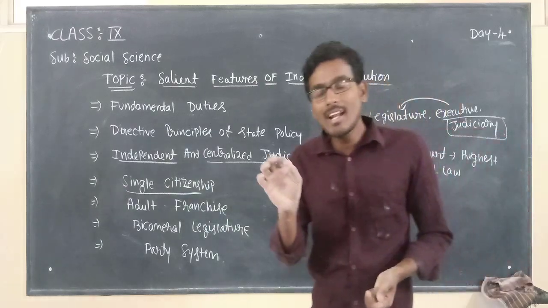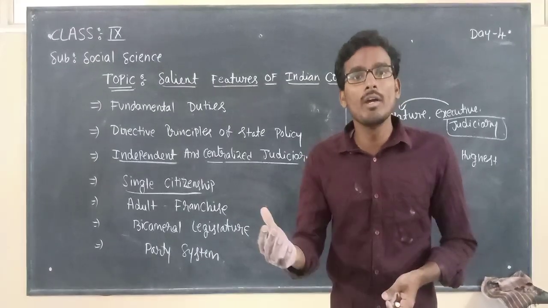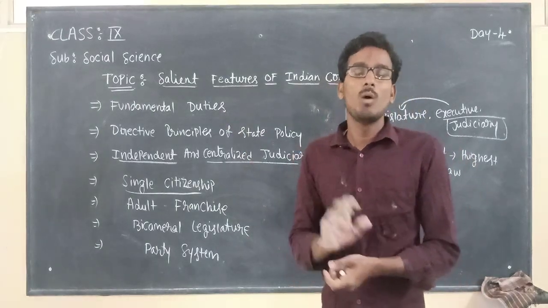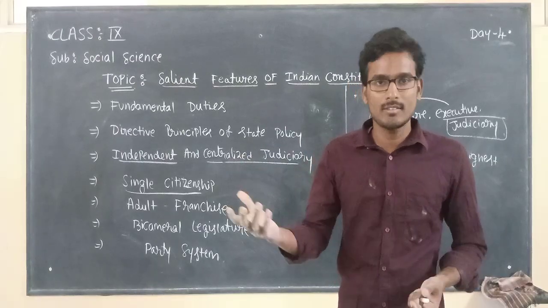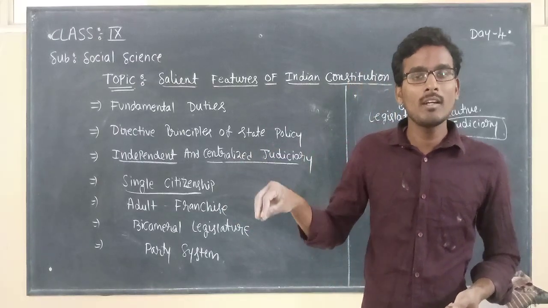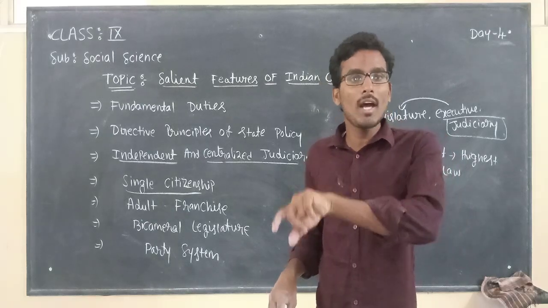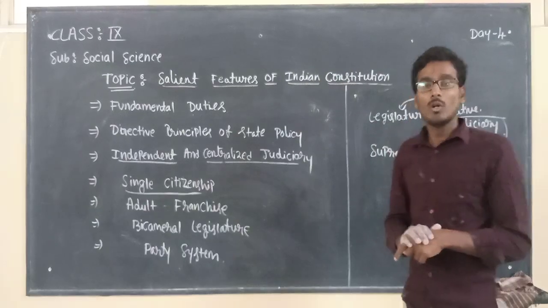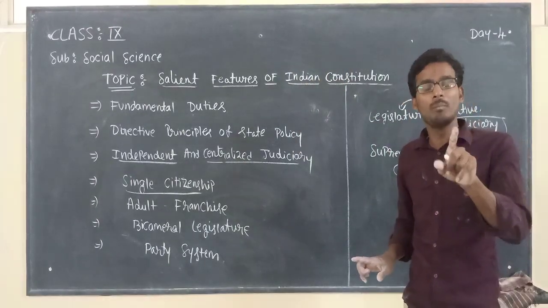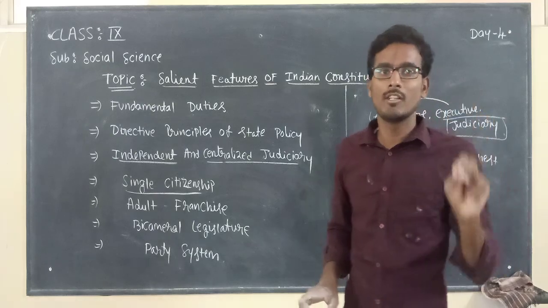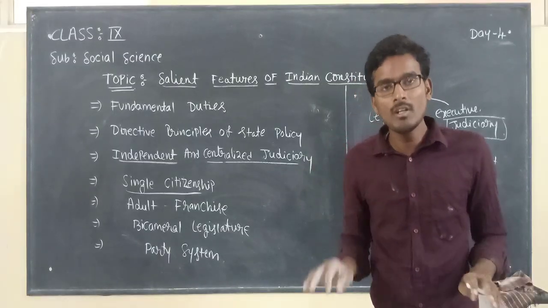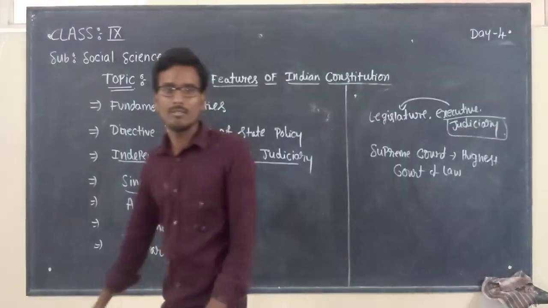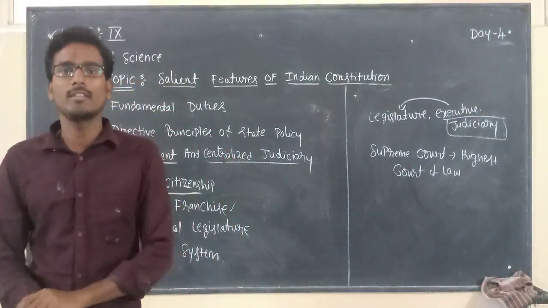For example, countries like America follow dual citizenship. Take one state in America, New York. The person living in New York has the citizenship of New York as well as the citizenship of America. In India it is not like that, only one citizenship, that is Indian citizenship. There is no citizenship from the state government. Next, adult franchise. What is meant by adult franchise?